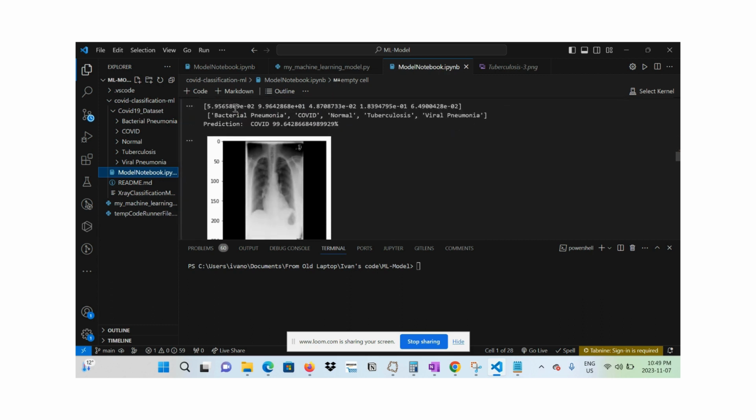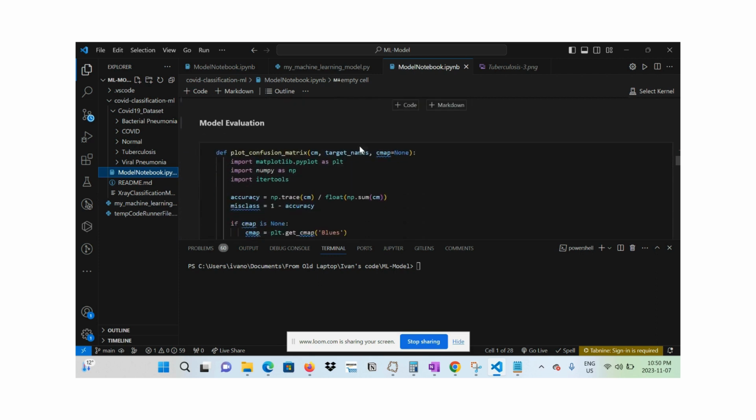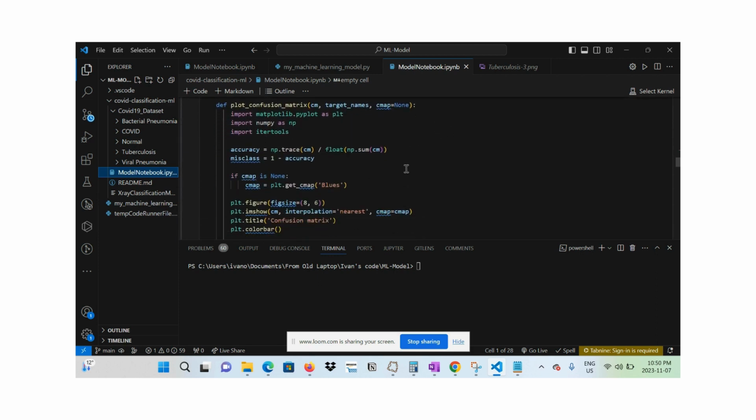So as you can see here, it gives an accuracy. If you input an image, let's say it gives the highest accuracy of 99%, which is for COVID, meaning the AI is predicting that COVID is the disease associated with that image. And this is how the model continues to learn and develop.